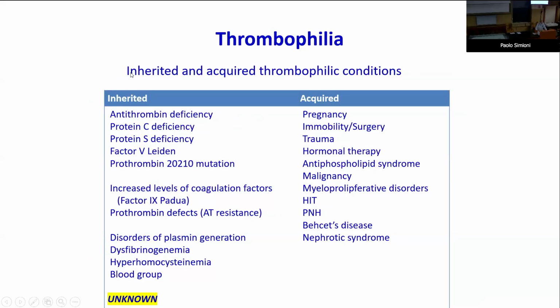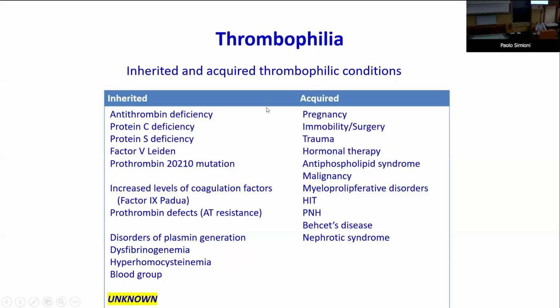On the left-hand side, you can see the inherited conditions, and on the right-hand side, the acquired conditions. I think that you are familiar with some of them. Maybe the clot inhibitor deficiencies, antithrombin, protein C and protein S, and maybe the common polymorphisms, the factor V Leiden, maybe the prothrombin variant. Maybe you have heard about these conditions. But there are a number of new conditions, mainly unknown, that deserve attention when you deal with this kind of problem.